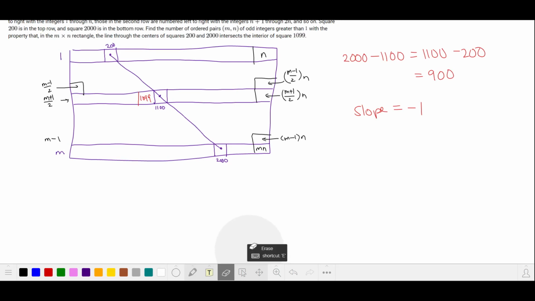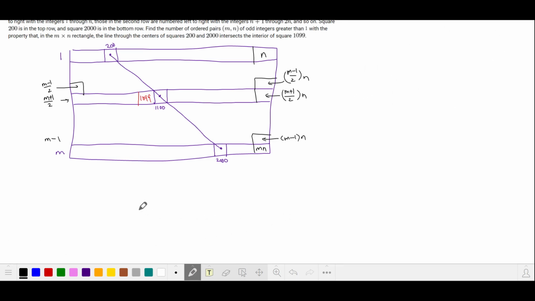All right, so what we want to do first is see if we can find any restrictions on m, the number of rows. M is odd.